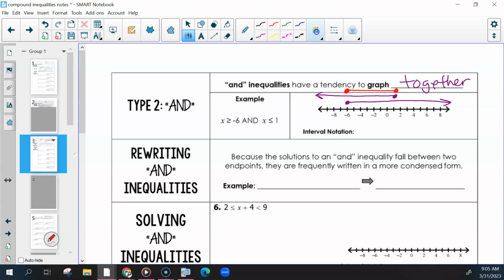So once we start this, we'll really just be focusing on the red. We won't have to graph the other two. You can still graph the other two, but we're just looking for the AND, where they overlap. So then our interval notation would start at -6, it's closed, so square bracket, and it ends at 1, square bracket.